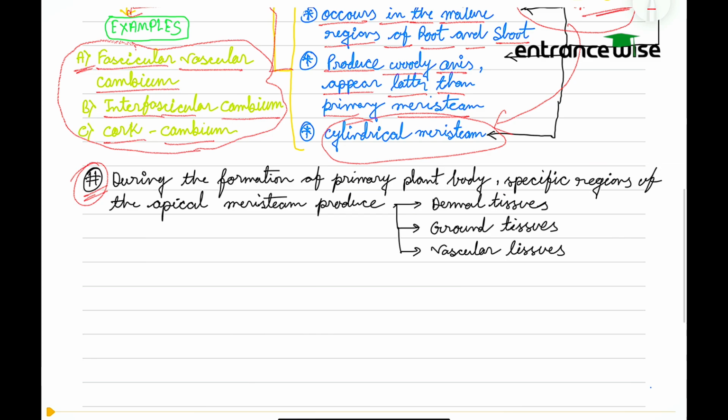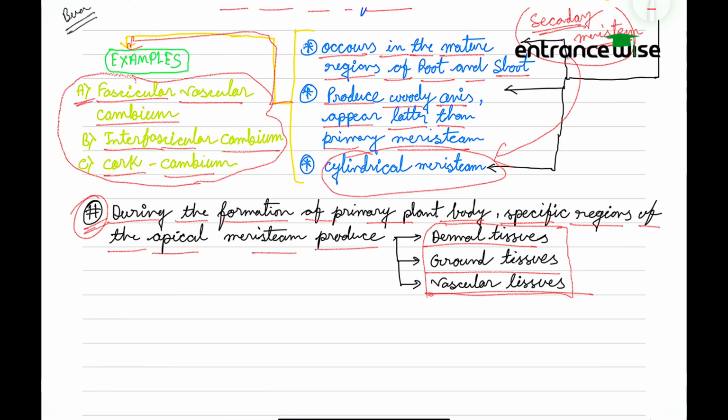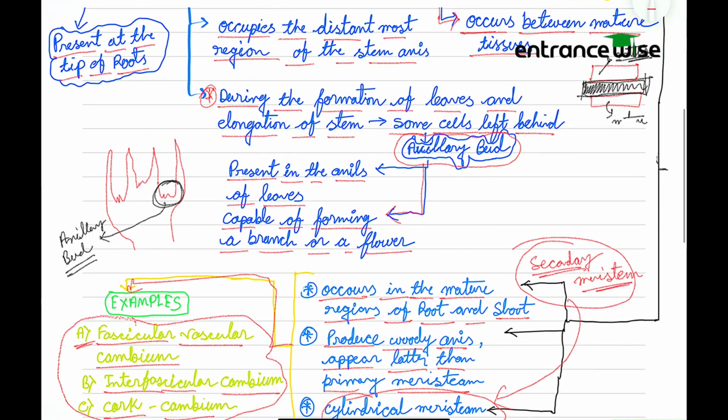Here is another good piece of information to keep in mind: during the formation of the primary plant body, specific regions of the apical meristem produce dermal tissues, ground tissues, and vascular tissues. In the next section of the chapter, we're going to discuss all these three, the dermal tissues, ground tissues, and vascular tissues. So you don't have to worry about all these things. We're going to cover it.